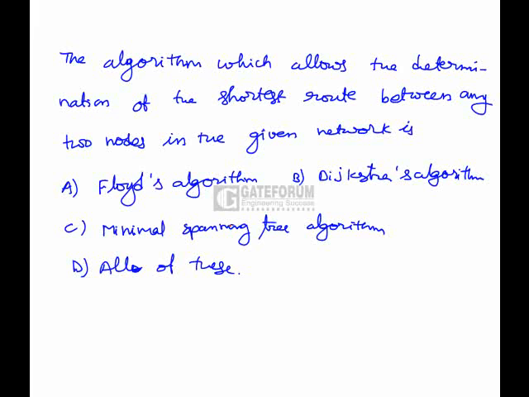Which allows the determination of the shortest route between two nodes in the given network? Here are the options: Floyd's algorithm, Dijkstra's algorithm, minimal spanning tree algorithm, and D is all of these. So all the algorithms can be used to find out the shortest route between any two nodes.